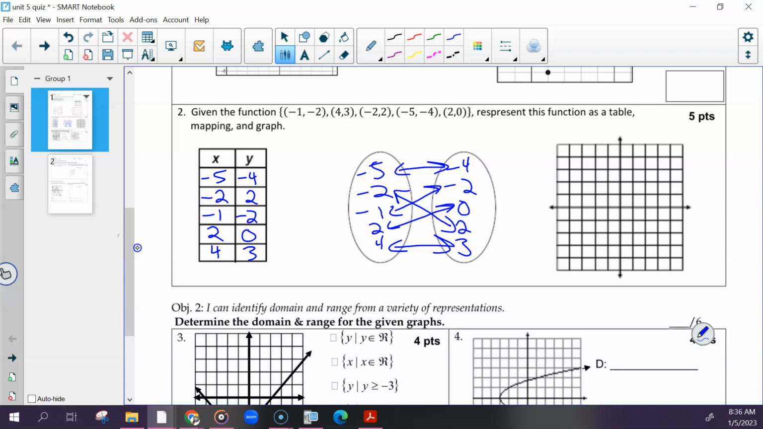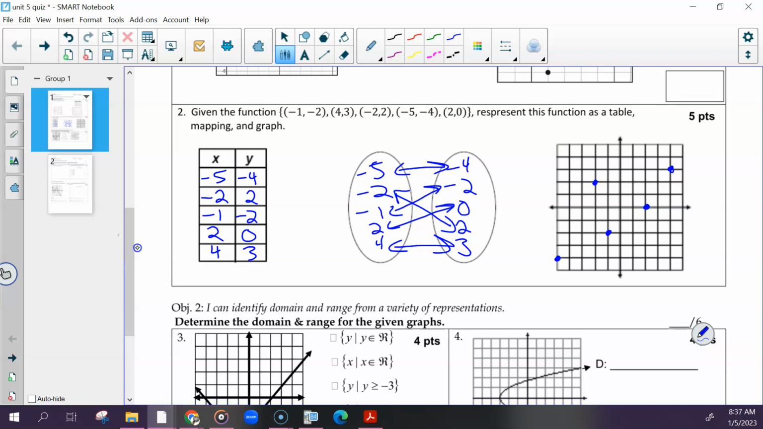Did you put them both least to greatest in order? 1 point, 1 point. Did you do the mapping, drawing the arrows or the lines? 1 point. Then the graph was worth 1 point. Did you plot them all correctly? And it should have looked something like that, for a total of 5.